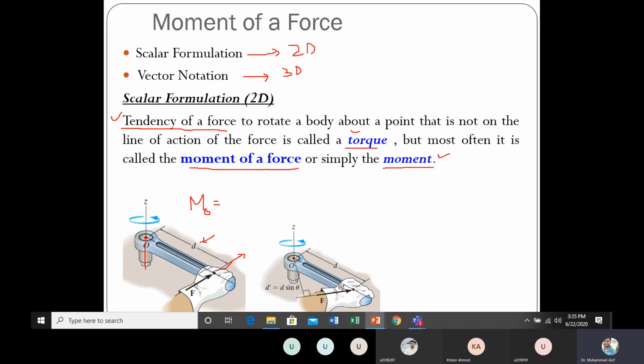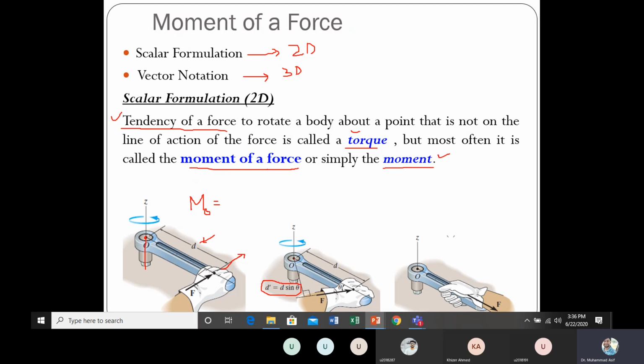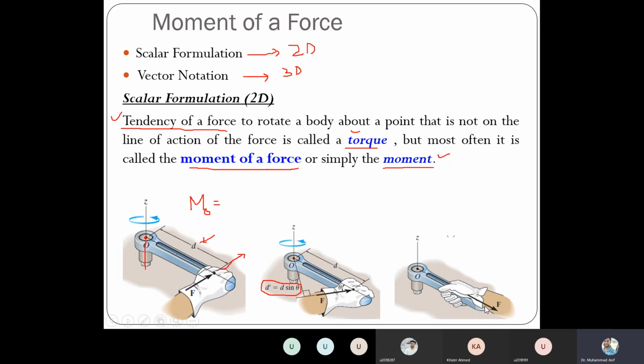So if this is D, let's say the force is making an angle theta. The perpendicular distance is D sine theta, right? This is called D sine theta. So D sine theta is the moment arm now, which is perpendicular to the line of action of that force. And now you can see in this case the line of action of the force is parallel to the moment arm.